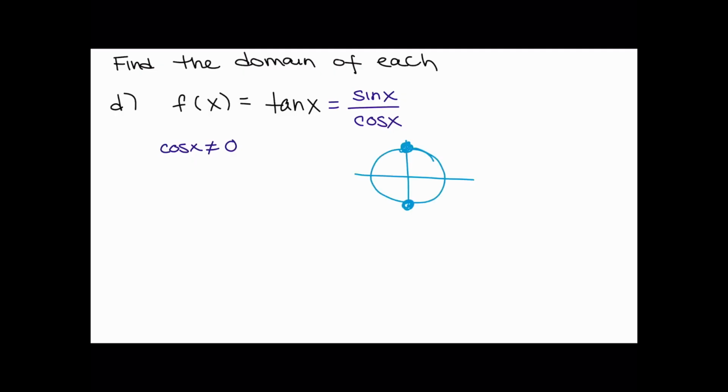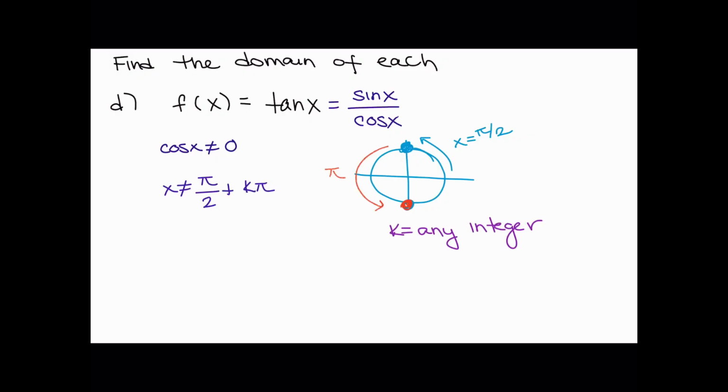So let's think about our unit circle. Remember, cosine is the x-coordinate on the unit circle. So where does cosine or that x-coordinate equal 0? That would be those two dots I have drawn. That's pi over 2. So x cannot equal pi over 2. And then also, that would be 3 pi over 2.